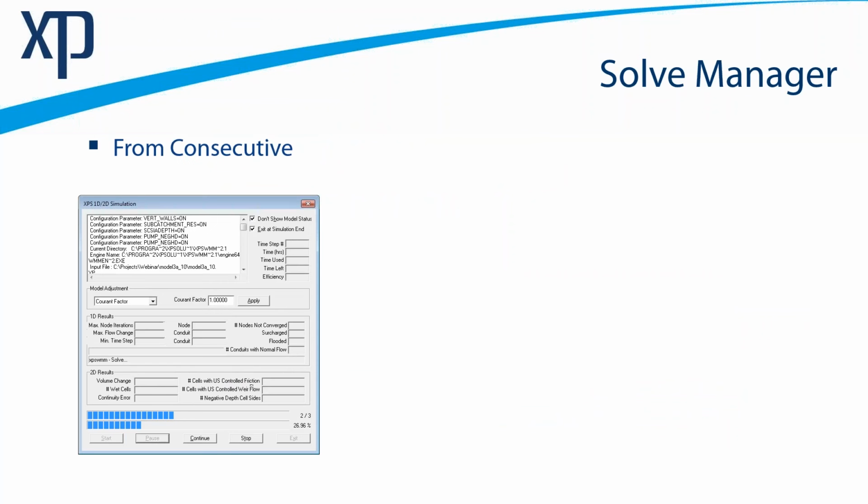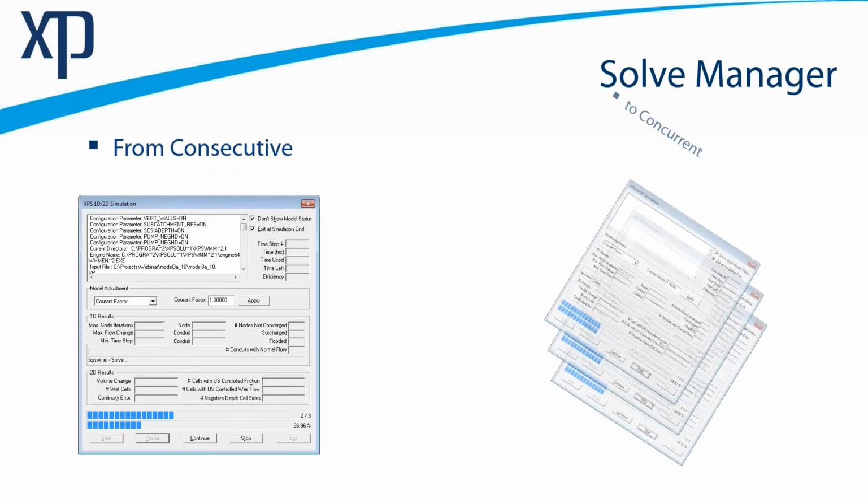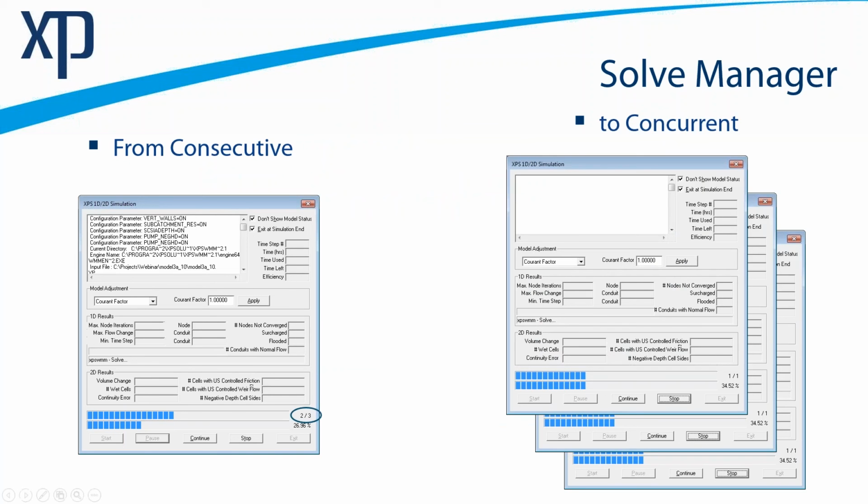So the Solve Manager really has advanced us from a consecutive type of approach to a concurrent one, as opposed to solving 1 out of 3, 2 out of 3, 3 out of 3, for example, for a 3 run case. We're now going to have 3 runs of 1 out of 1, all solved at the same time.